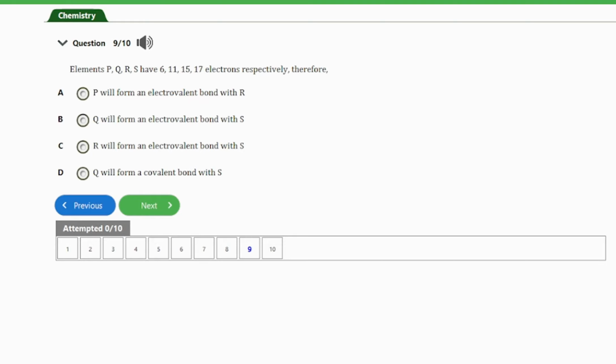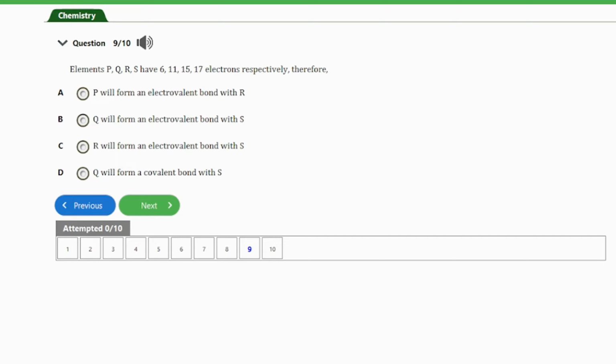That's question number 9. It says the elements P, Q, R, S have 6, 11, 15, 17 electrons respectively. Therefore, A. P will form an electrovalent bond with R. B. Q will form an electrovalent bond with S. C. R will form an electrovalent bond with S. D. Q will form a covalent bond with S. So guys, the answer to this question is option B. Q will form an electrovalent bond with S.